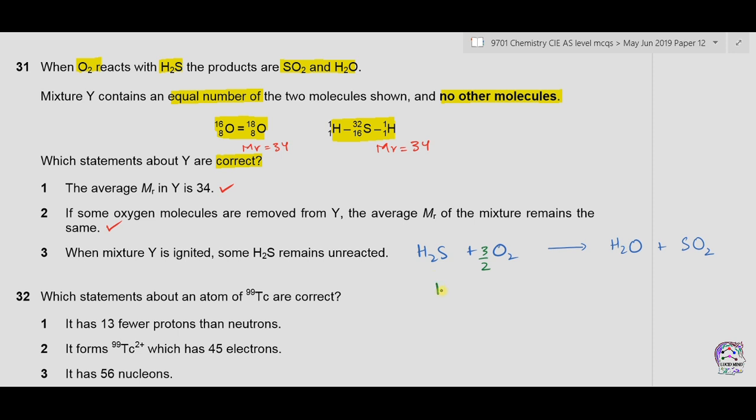So the molar ratio is 1:1.5 for hydrogen sulfide and oxygen. For 1 mole of hydrogen sulfide we need 1.5 moles of oxygen, so it means hydrogen sulfide is in excess, so it is left unreacted. So part 3 is also correct. So all 3 parts are correct. So the answer is A.